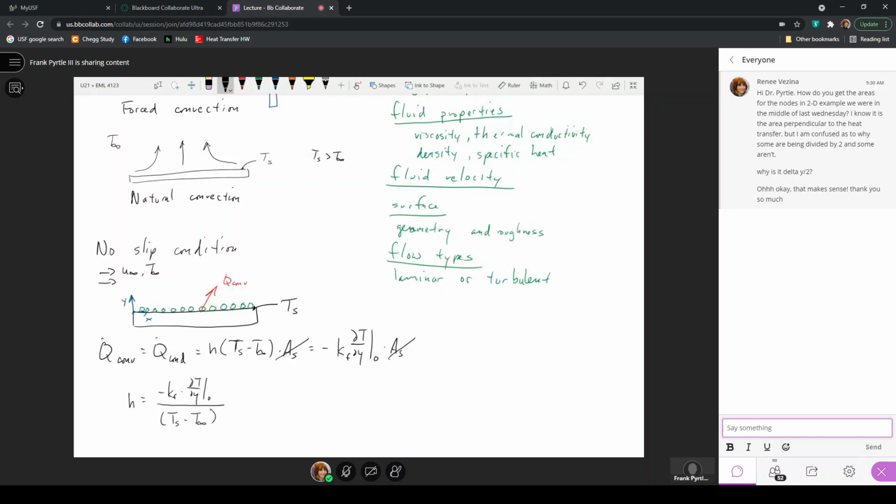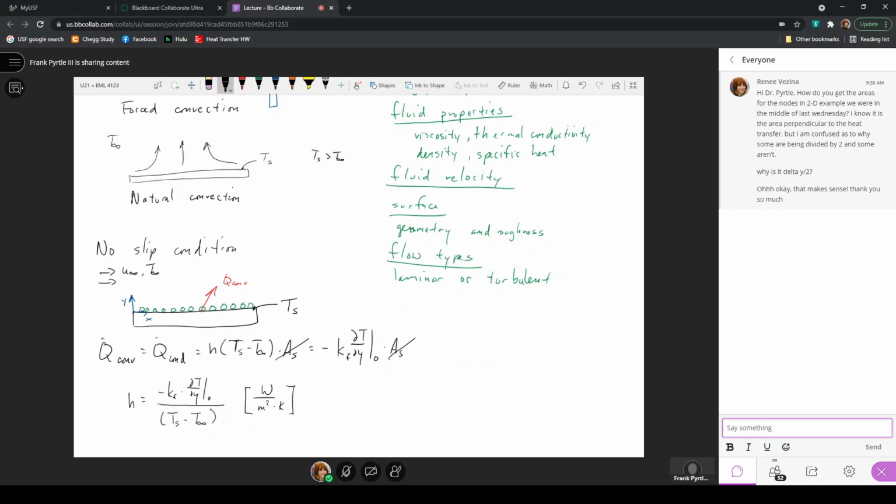So we can define the heat transfer coefficient as the negative of the thermal conductivity of the fluid times the temperature gradient in the fluid at y equals 0, divided by the surface temperature minus the ambient temperature. The units here are watts per meter squared Kelvin, or watts per meter squared degree C. But this becomes that expression.